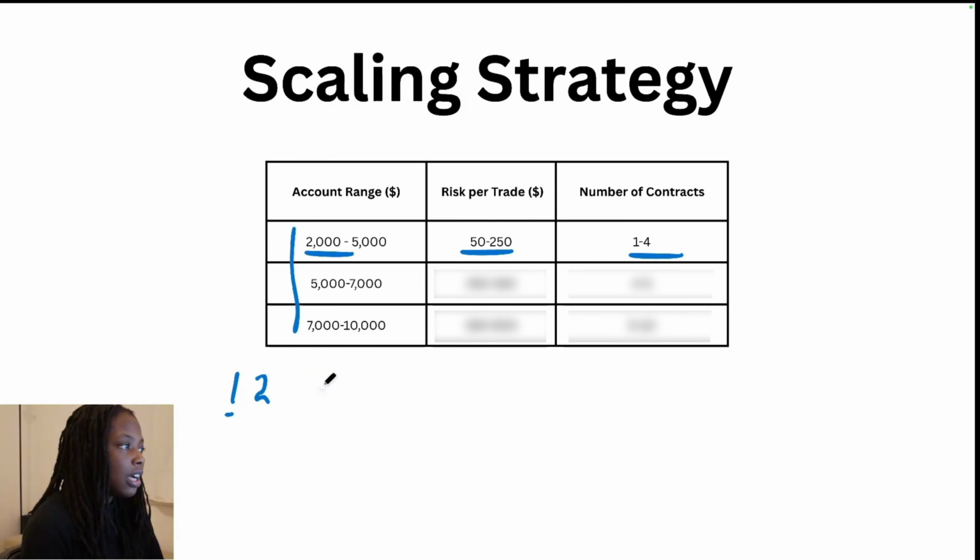So at this $2,000 to $5,000 phase, you're trading 1 to 4 contracts. You're trying to make sure that you are not getting overconfident to blow the account and you don't scale up and increase your risk too quickly. And you don't want to be trading contracts that have very high deltas. If the delta on the contract is $80, I recommend you don't touch it.